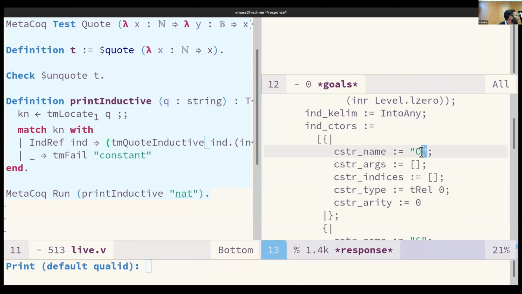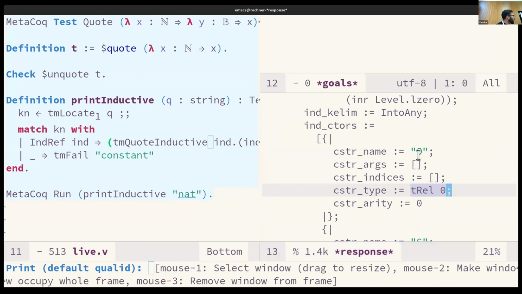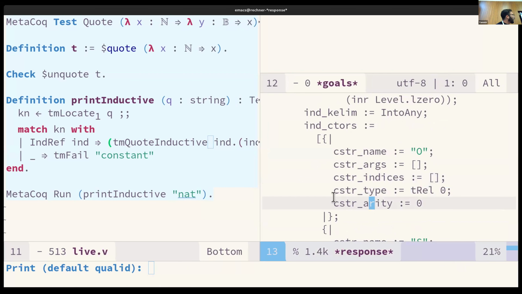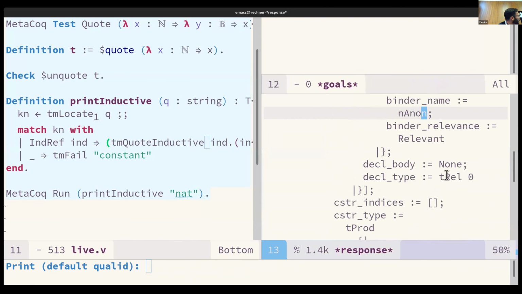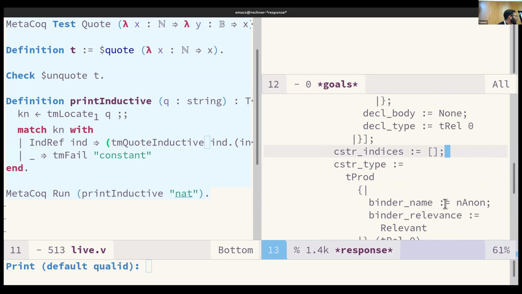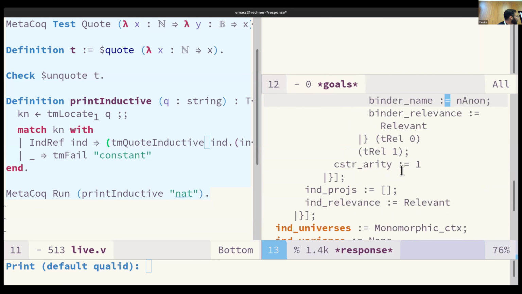One of them is named O, which has no arguments, no indices, and exactly has the type relative 0. So that means it's exactly the one I'm currently defining, so natural numbers. And it has arity 0, no arguments, once again. And then there's another constructor, which is called S, which as argument takes exactly one thing, which is TRL 0. So the thing we are defining, it takes a natural number. It has no indices. Its type is, well, what you would expect.